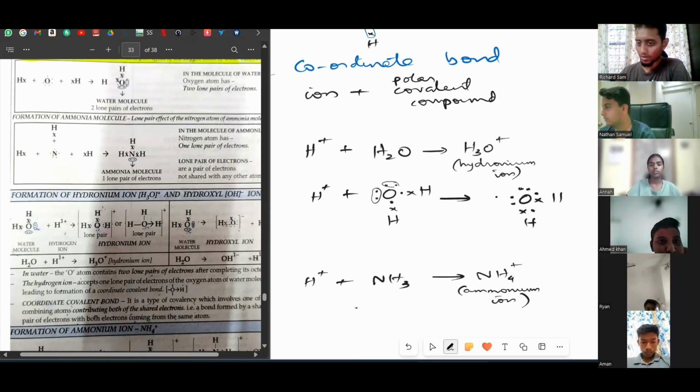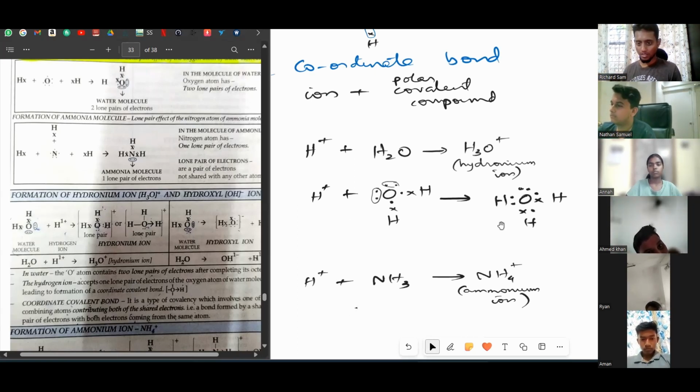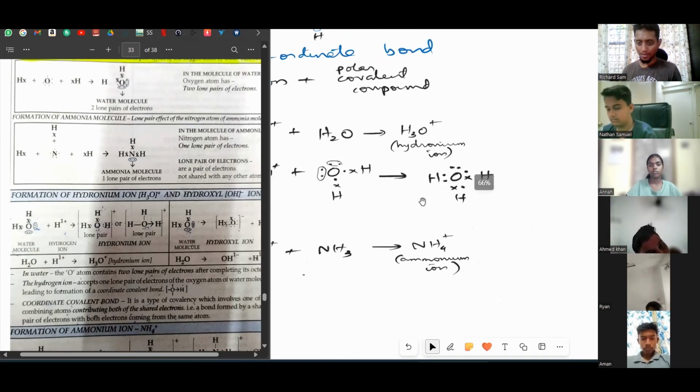So next to that you will draw this hydrogen here. So now these two electrons, they belong to both. They are donated, they are shared by the water, but they belong to both. Clear? The next one is more important, where you show it like this.